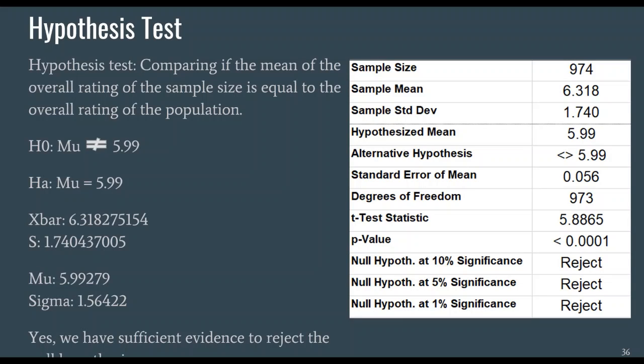So we wanted to do one final hypothesis test just to make sure that our sample was a good representation of our population. Because we got this from the government website, we were actually able to get a population mean, which is the mu, and a sigma, to compare to our sample. Our hypothesis was that mu is equal to 5.99, and at all significance levels, we rejected the null hypothesis, to say we had sufficient evidence that they are in fact equal.